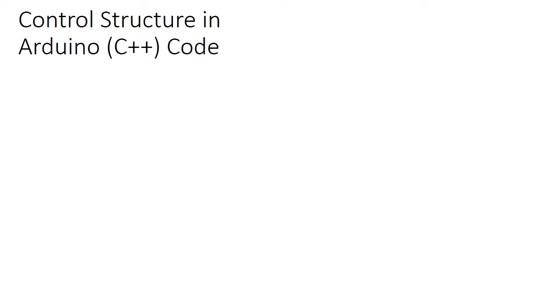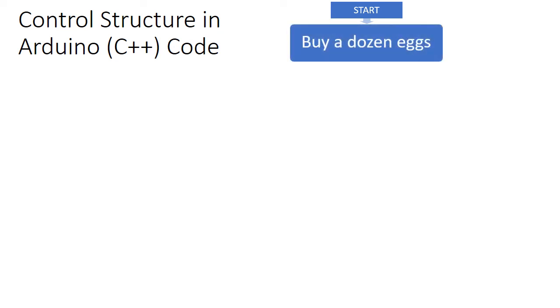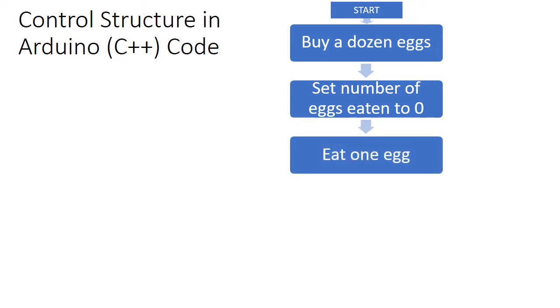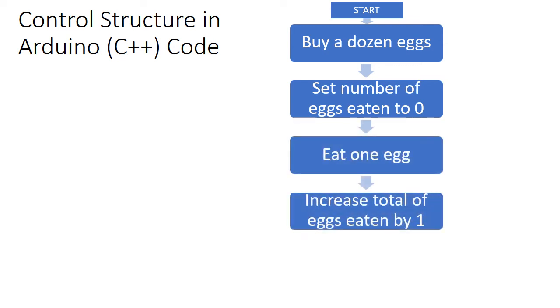Now, here's another one. Let's say that the task this time is we want to eat a dozen eggs. First thing we want to do is make sure we have a dozen eggs. So let's buy some eggs. We buy a dozen eggs. Next is we set the number of eggs that have actually already been consumed to 0 because we haven't eaten any of them yet. Then we eat 1 egg. Then we increase the total number of eggs eaten by 1.